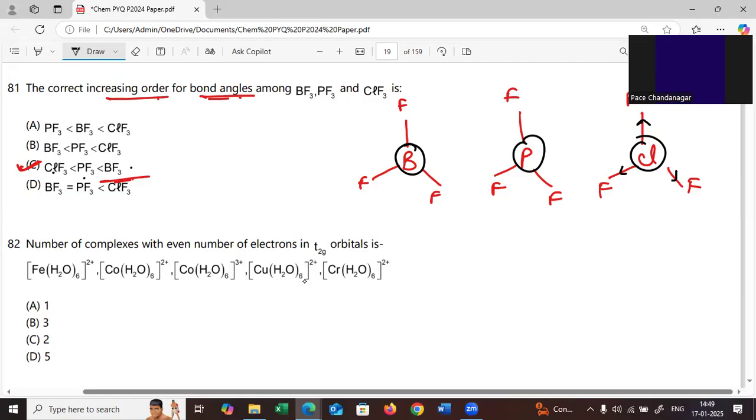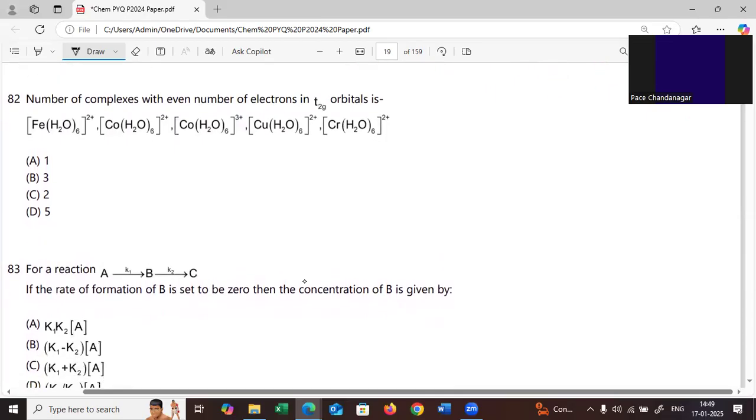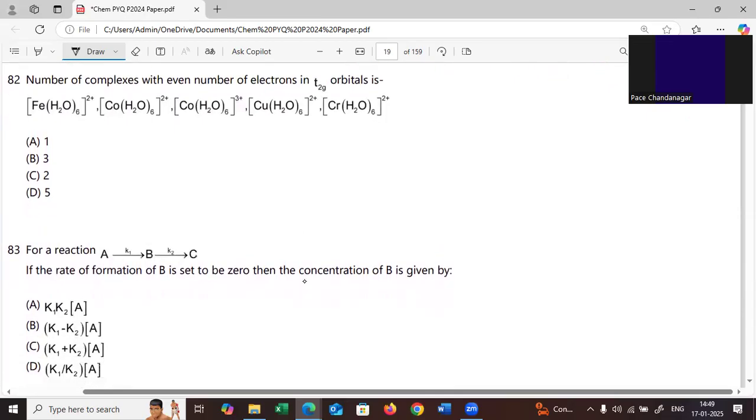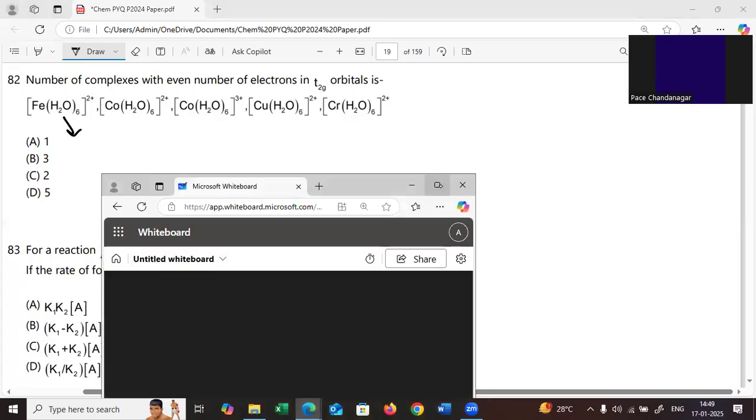Next, moving on: the number of complexes with an even number of electrons in t2g orbitals is... This goes with crystal field theory. I will explain the crystal field theory in class, don't worry about that. Otherwise, let's do it, no problem. Let me write it on another page. Yeah, this is better.